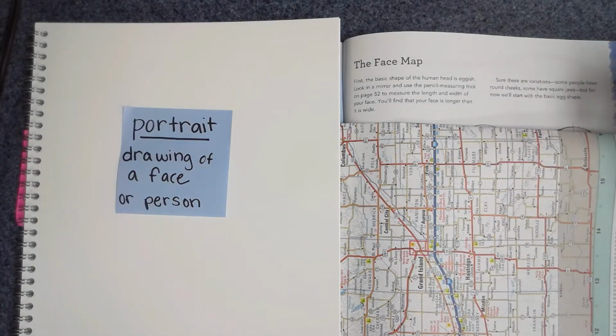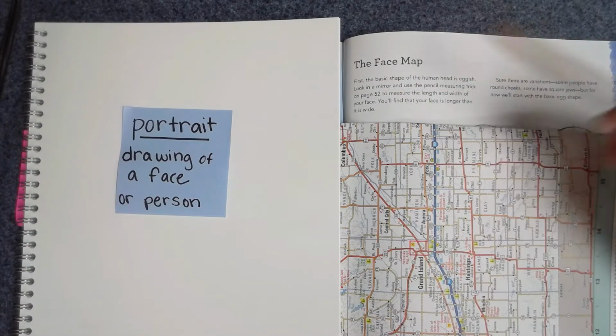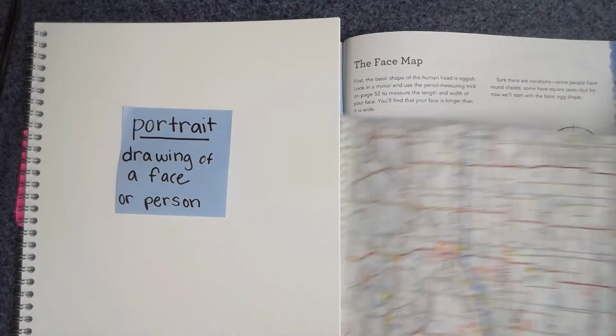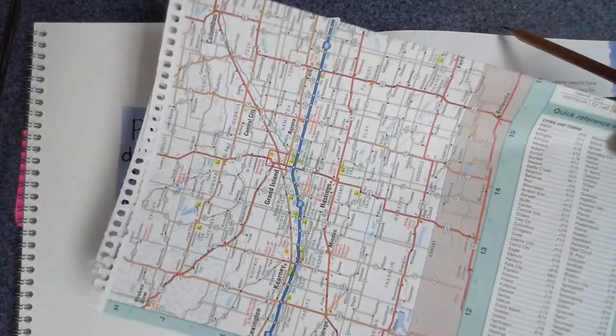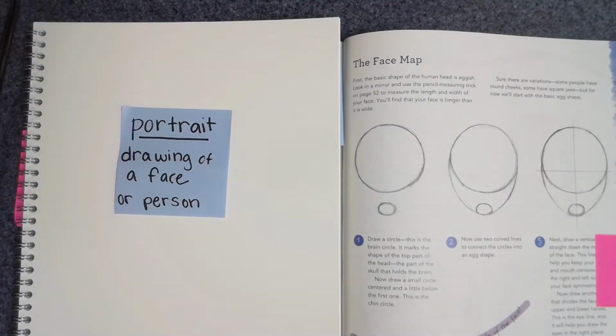When an artist is learning how to draw a portrait, they start with something called the face map. It doesn't mean a map like this. It's not a map of how to get somewhere. It's a map of where to put everything that's on a face. So our first step in creating a face is to create an oval.